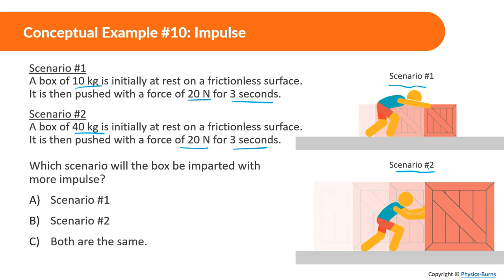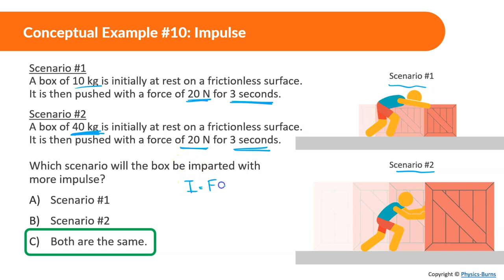Now think about it. This one is a little bit more confusing. One thing we know is in scenario number 2, the box is a lot bigger, has a lot more mass. But another thing we should also notice is they are pushed for the same amount of time with the same amount of force. Which is imparted with more impulse? The answer is C, both are the same. How do we know that?